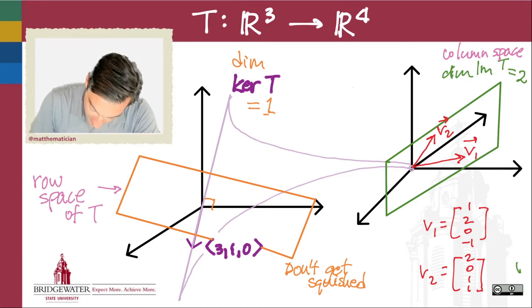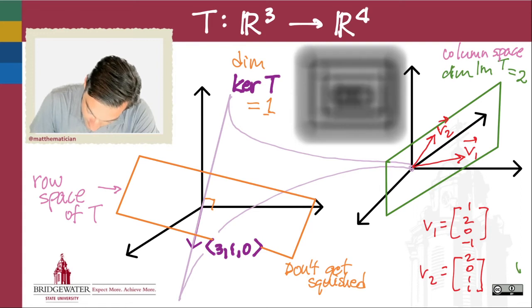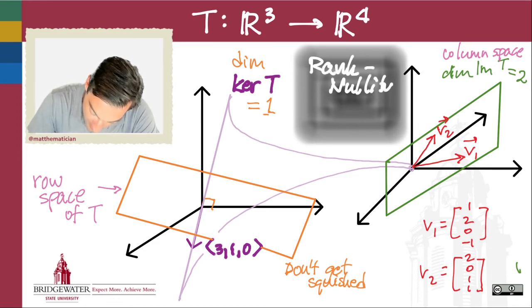It's a big enough deal that it gets a name. It's called the Rank-Nullity Theorem. So just for kicks, we'll write that down. The Rank-Nullity Theorem. So rank is nothing more than a fancy word for the dimension of the image.